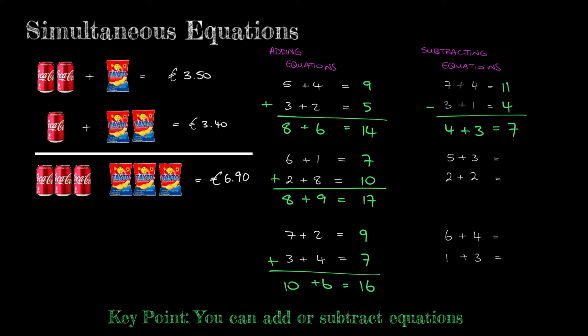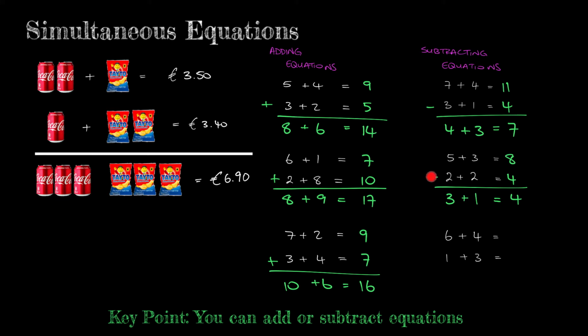So let's quickly get the last two done. So 5 plus 3 gives us 8. Okay, 2 plus 2 gives us 4. If I was to subtract those equations, 5 take away 2 leaves me with 3. 3 take away 2 leaves me with 1. 8 take away 4 leaves me with 4. And 3 plus 1 obviously gives me 4.